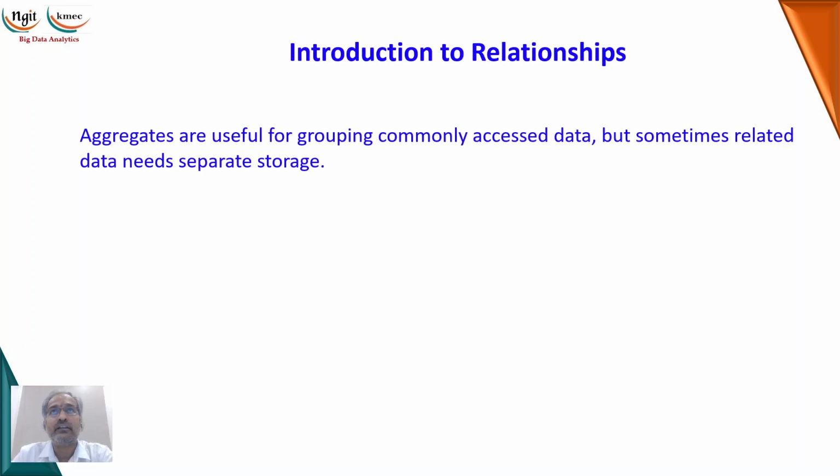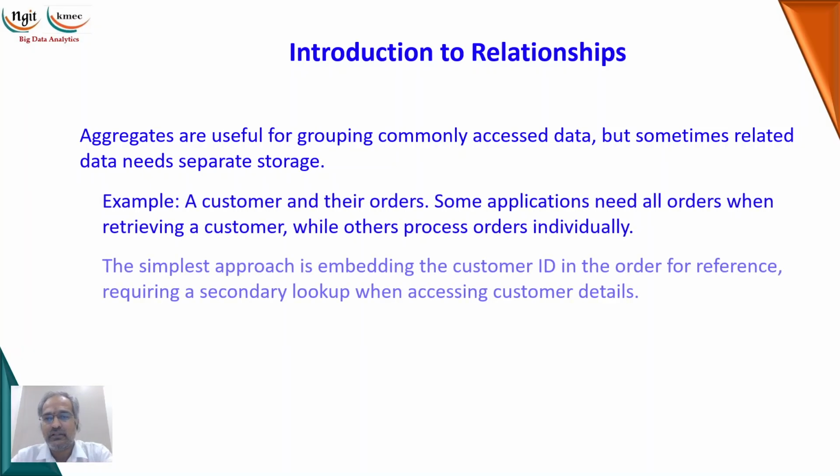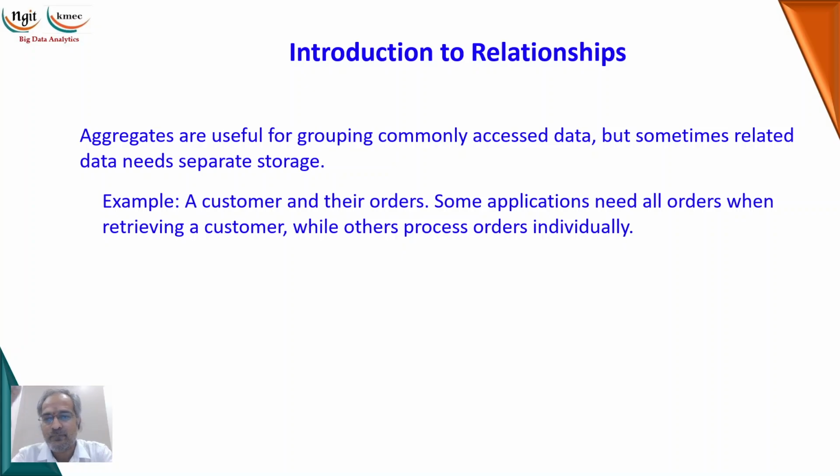Aggregates are useful for grouping commonly accessed data, but sometimes the data is related. In that case, we have to give the relationship between these data elements also. So how can we do that? Let us say, for example, in the previous example, customers and their orders. Some applications need all orders when retrieving a customer, and they want to process the orders separately. In that case, it is better to go with separate units of data, and we have to provide some link between these two.